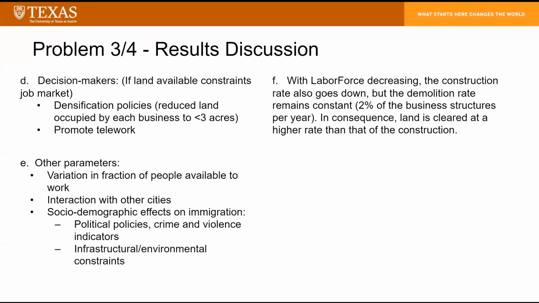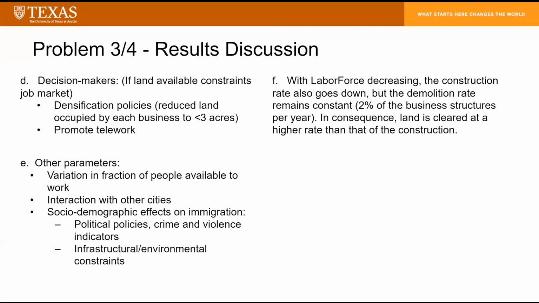Some other parameters that we could add to the model to increase its scope and try to capture some of the missing behavior could be variation in the fraction of people available to work. Right now, that's set at a static 0.35, or 35%, of the total population. You could also include some interactions with other cities, such as commuting behavior between cities. And finally, there's some socio-demographic behavior as well that we can include, such as political policies, crime and violence, and the effect on immigration, as well as infrastructure and environmental constraints.